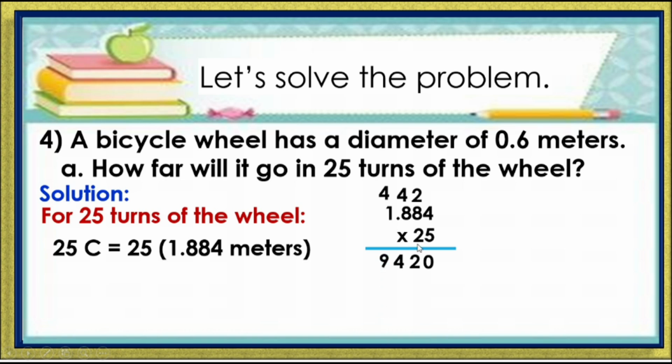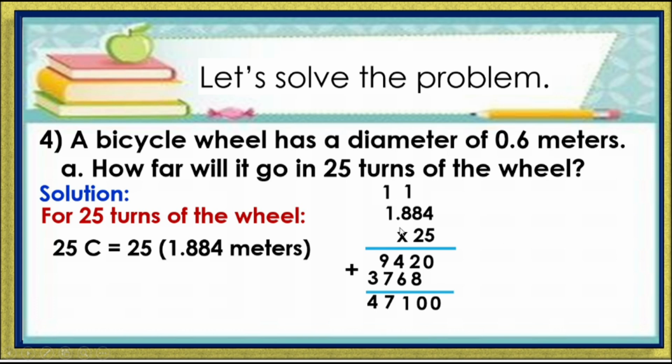Plus 4 is 9. Then 2 times 4, the answer is 8. 2 times 8 is 16. Regroup 1. Then 2 multiplied by 8, the answer is 16. Plus 1 is 17. Regroup 1 also. And 2 multiplied by 1, the answer is 2. Plus 1 is 3. Then add it all together. Bring down 0. 2 plus 8 is 10. Regroup 1. Then 4 plus 1 plus 4 plus 6 plus 1 is 11. Then regroup 1. Then 1 plus 9 is 10 plus 7 is 17. Regroup 1 and 1 plus 3 is 4.